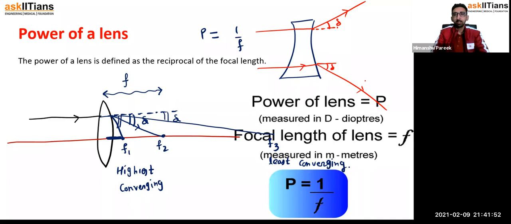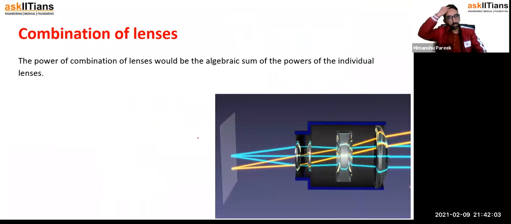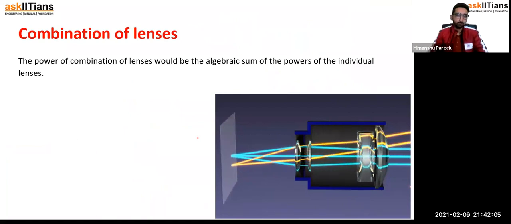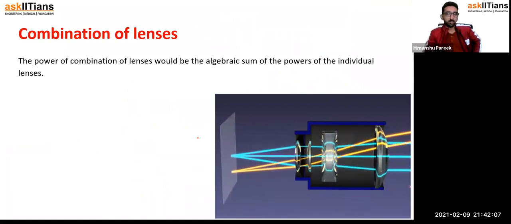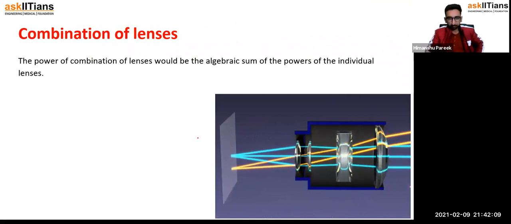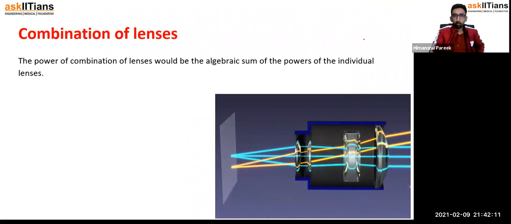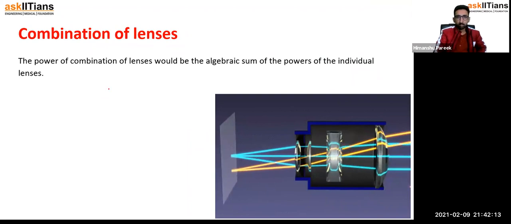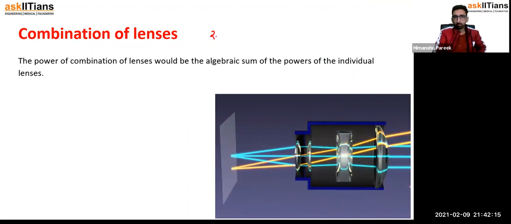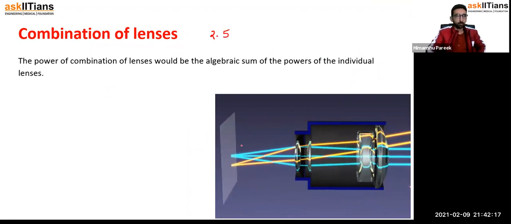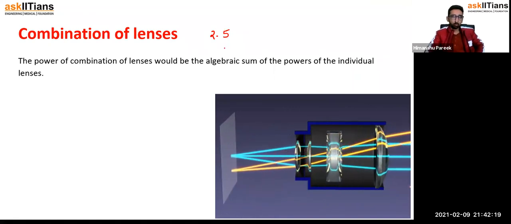Now let us remember just the formula that is important, that power is equal to 1 over f. That's what we need to remember. Now let us begin and talk about the combination of lenses. So where it is useful, let's say suppose you go to an optician, and let's say your power is 2.5 diopter.